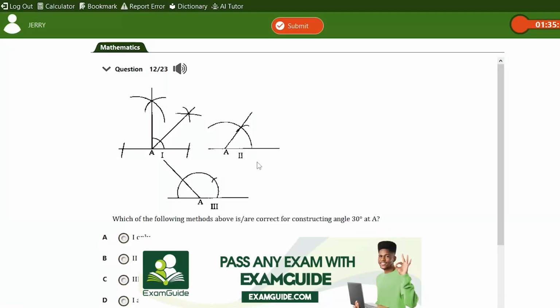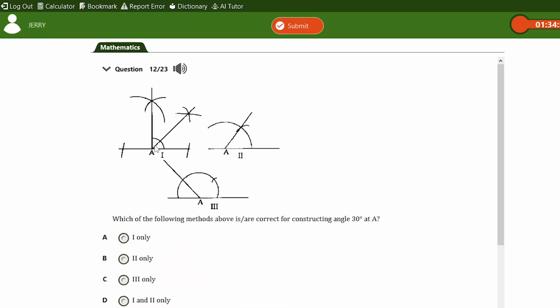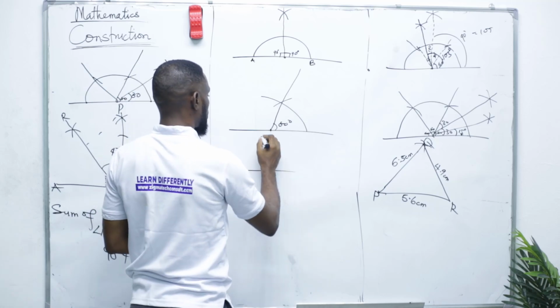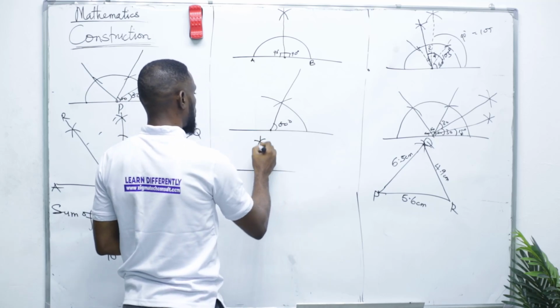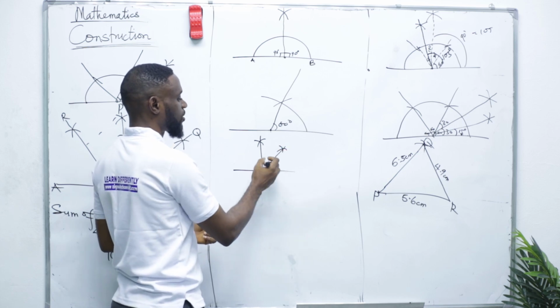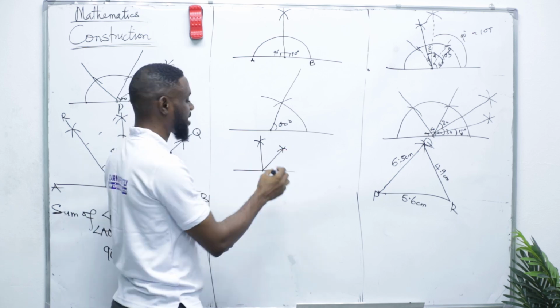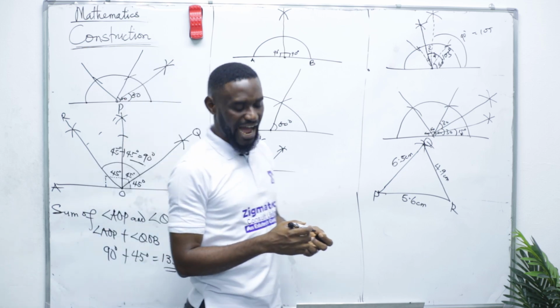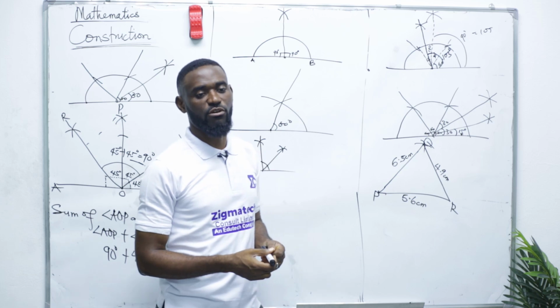Now, look at the first one. If we look at the first one here, we have angle 90 and angle 45. So we have no business with 30 degrees here. So it is obviously not I. So I is not correct.